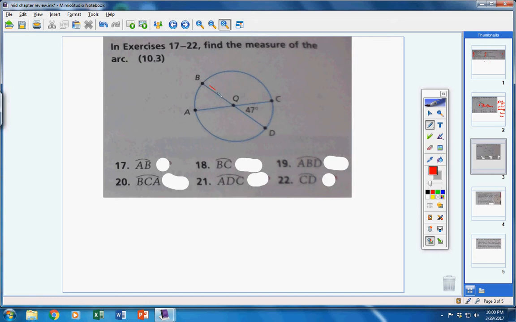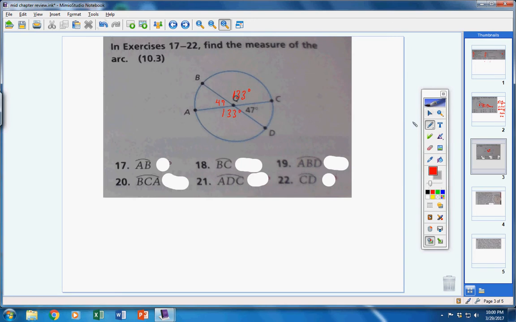For example, when two lines intersect, their vertical angles are congruent. So if this is 47 here, then this is 47 also. Let's go ahead and write that in so we know that. We also know that a straight line equals 180. So if this angle right here is 47, then this angle right here has to be 133, because 133 plus 47 is 180. Now remember, vertical angles are congruent. So if this angle here is 133, then this angle here also has to be 133. So I'm going to write that in also. Now let's get to work and see what happens.